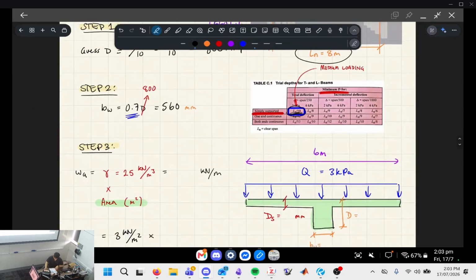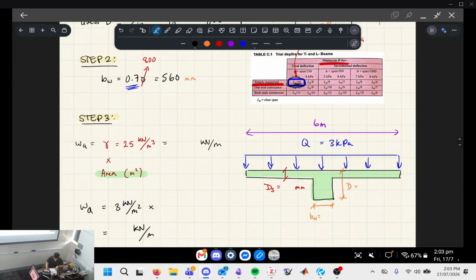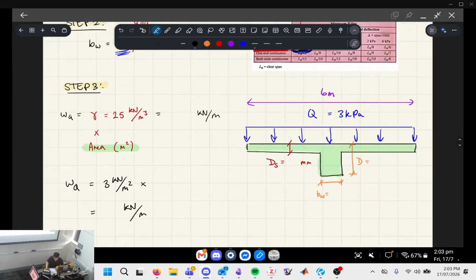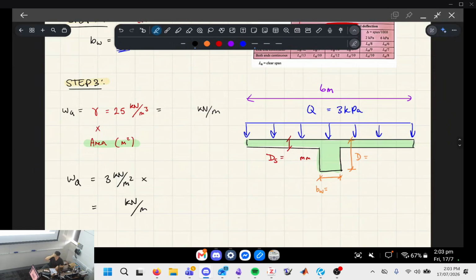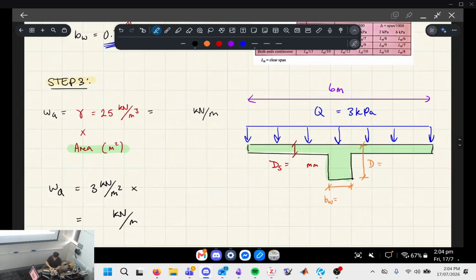Third step, we want to find our loading and max bending moment. This is going to require finding the unfactored loads first before finding the factored load. We know that in the question, it says we are going to take the self-weight as the only dead load. So we're not going to take any superimposed dead loads. We're just going to take it as self-weight.